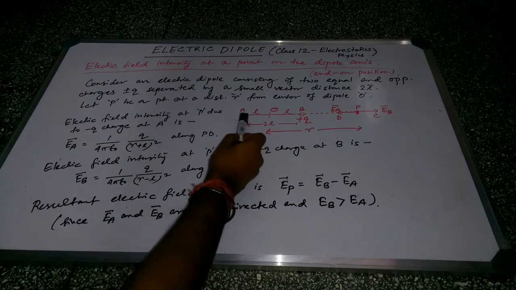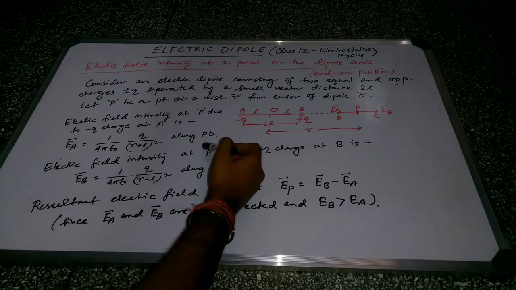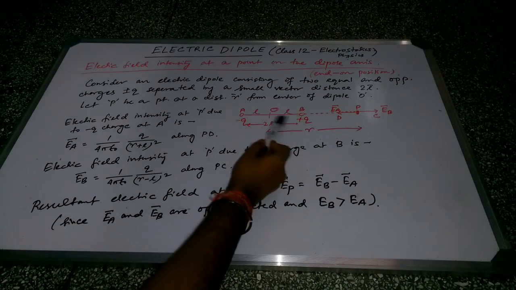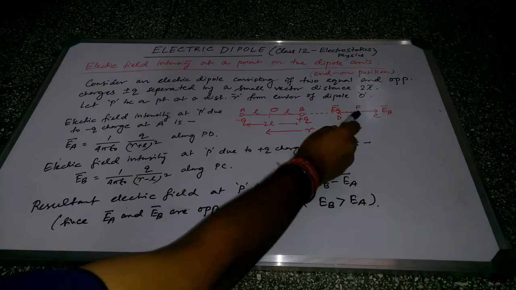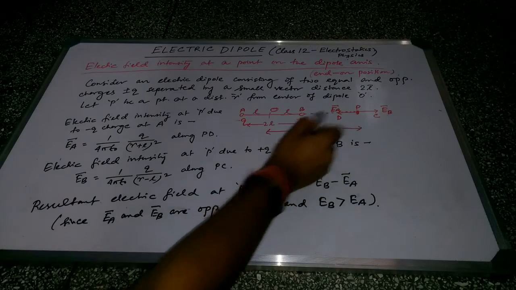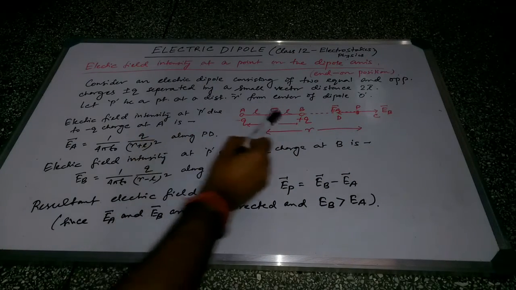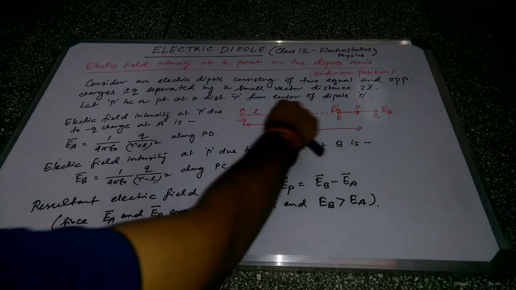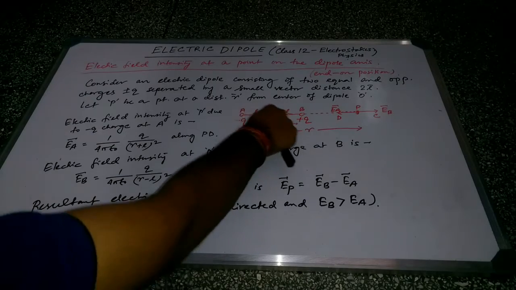So consider a dipole AB made of two equal and opposite charges plus minus q separated by a small vector distance 2L. So consider a point P along this dipole axis at a distance r from the center of the dipole O. So this distance is r, this is P, this is O, this is 2L. So AO and OB are L each.